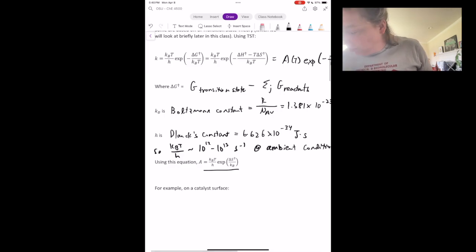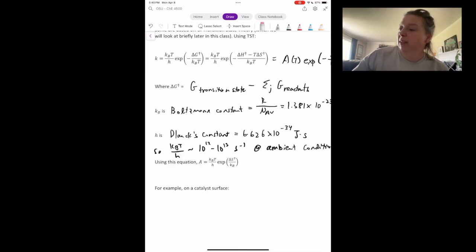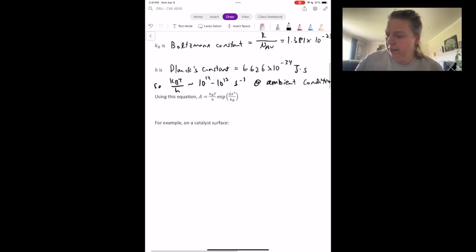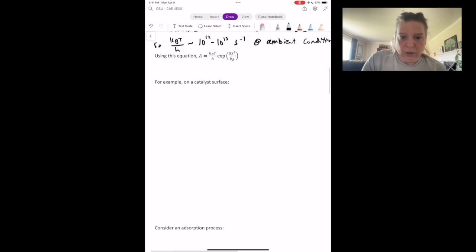So our pre-exponential term in this case, under this transition state theory model, is going to be k_B T over h times the exponential of the change in entropy going from reactants to transition state divided by the Boltzmann constant k_B. Okay, so now we can quantify this based on what we have going on. So let's look at a couple of different scenarios.